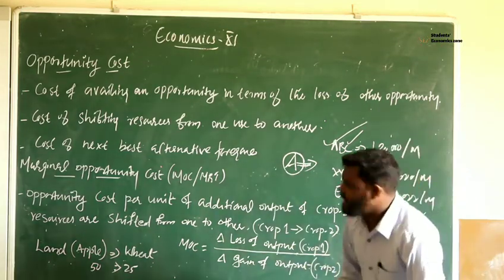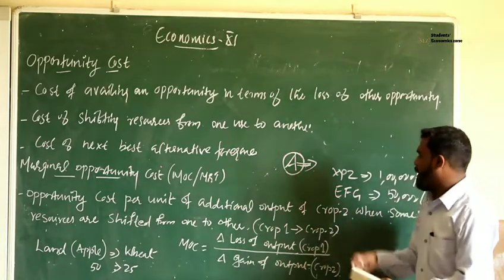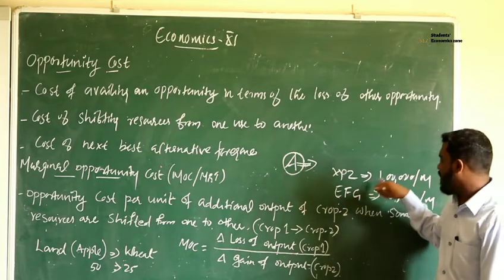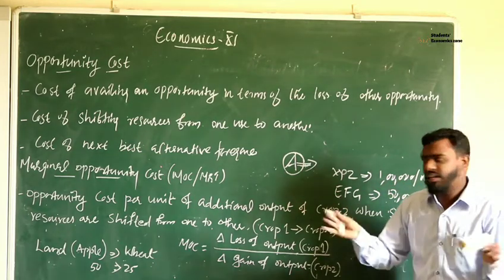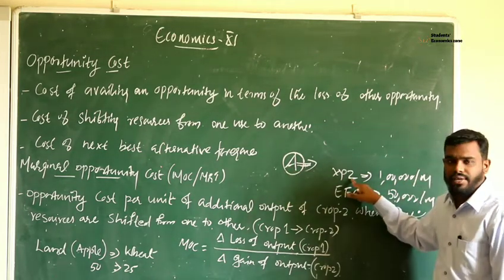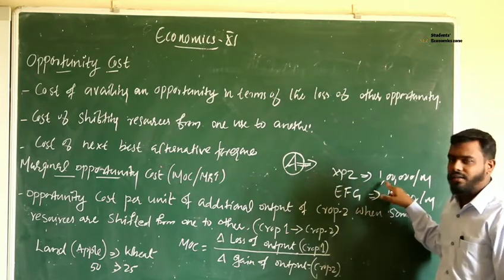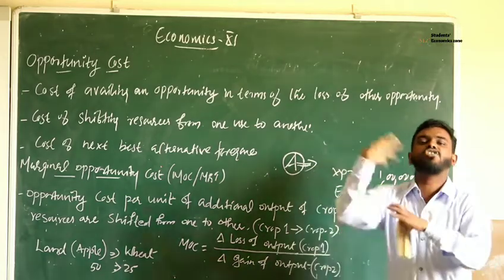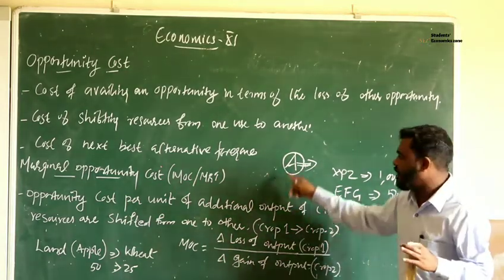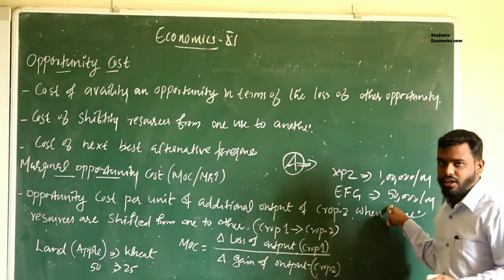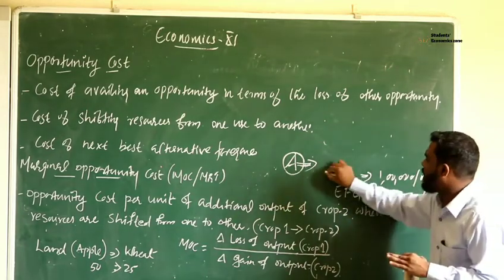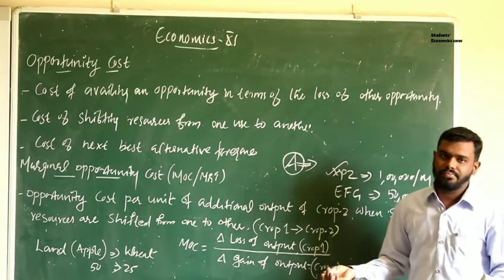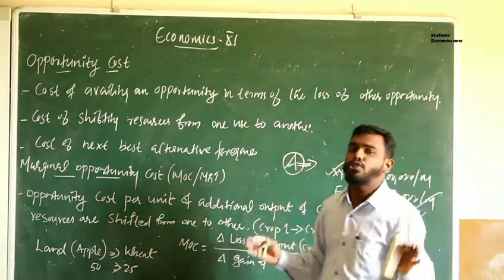At the same time, if company ABC is not there, only two companies offer a salary, company XYZ and company EFG, that is 1,00,000 and 50,000. Definitely individual A will select company XYZ because it is providing 1,00,000 rupees. Then the question is, what is the next best alternative in front of individual A? That is 50,000. So the opportunity cost of company XYZ is 50,000 per month. Okay, so that is opportunity cost.